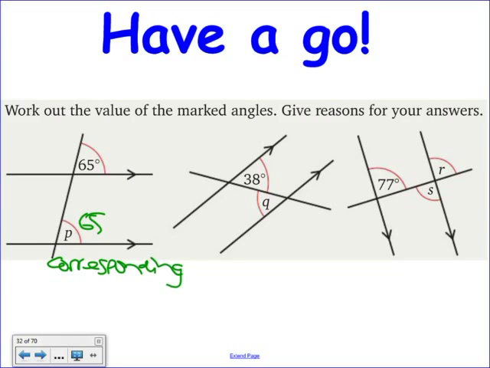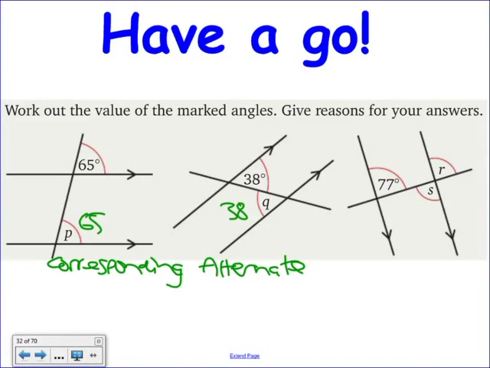Okay, I've got 38 degrees here, and I've got Q. What is Q? 38. Good. What rule told me that Q was 38? The Z angles? Alternate. It's on the alternate side of the transversal. So that's the alternate angle.